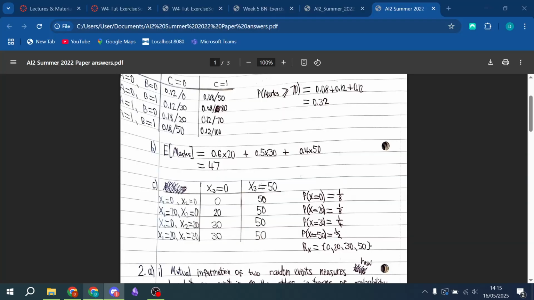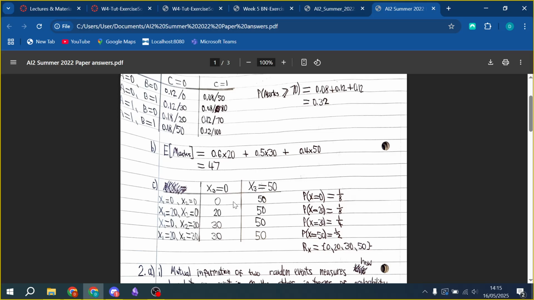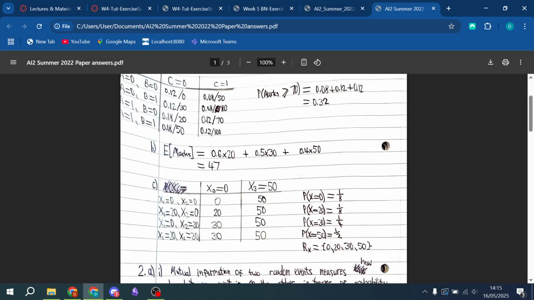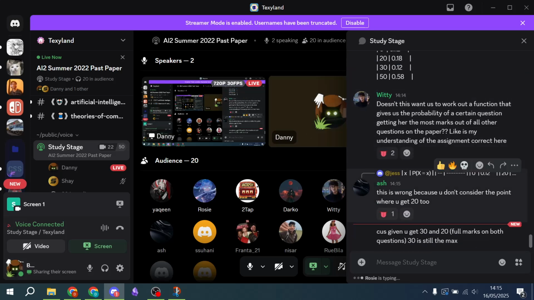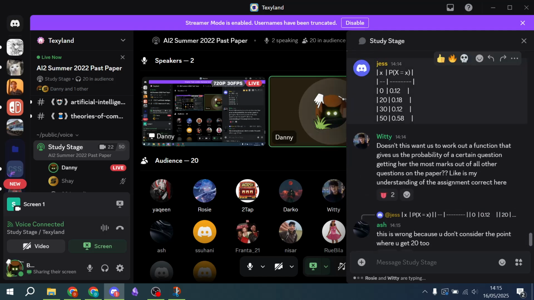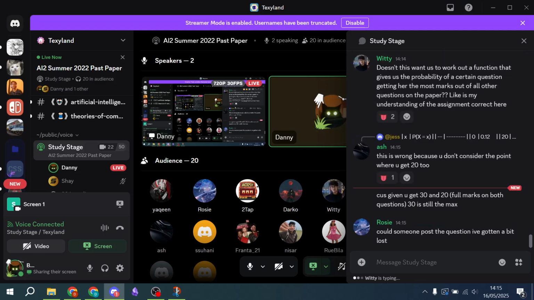Hold on. I might just start from scratch here. So the probability of getting this one is 0.12 only. Hold on, you know what, I need to draw on this. Yeah, that's 0.12. And so is this one. But then this one added up is... Oh yeah, I see, that's not quite right, because there is a higher chance of getting 30 as the maximum.